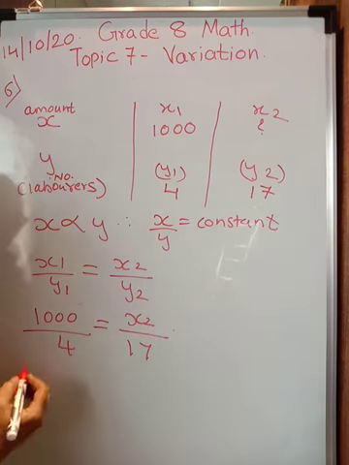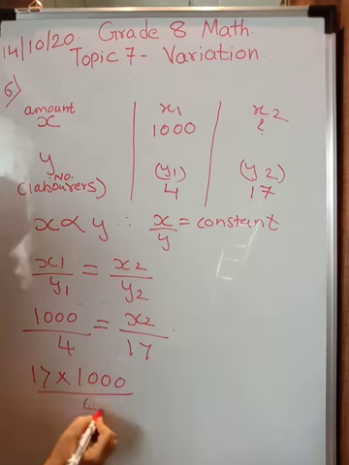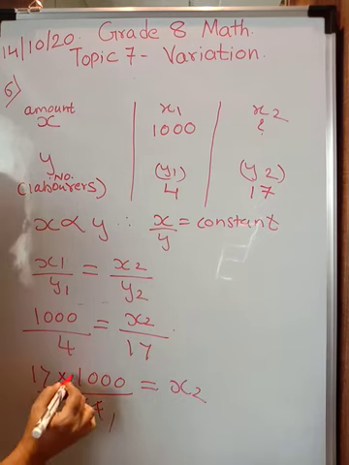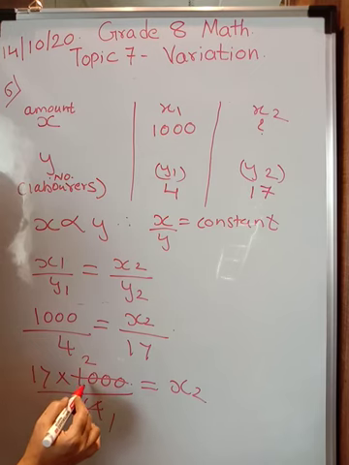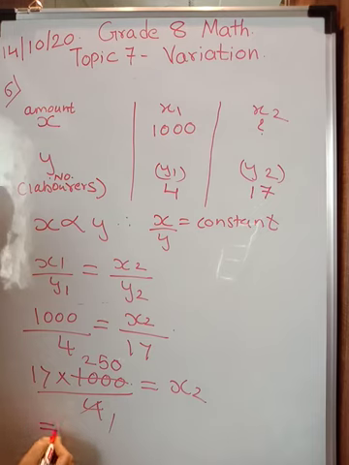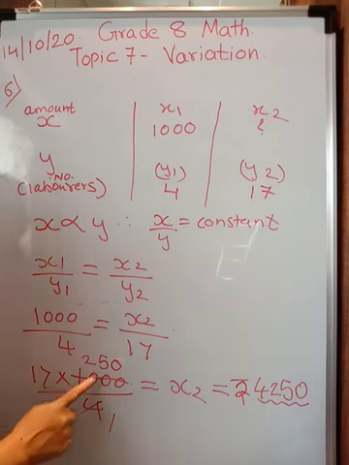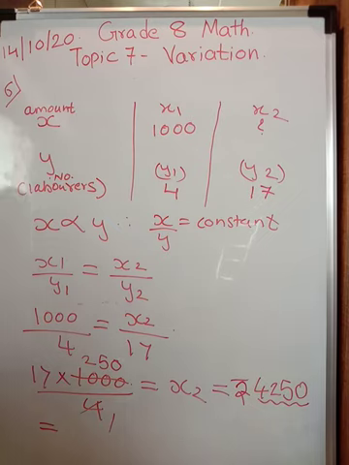Alright. So what you have? 17 into 1000 upon 4 is equal to x2. So 4 ones are 4, 4 twos are 8, 25 fours are 100, 250. So 250 into 17. Now if you carry out the multiplication of 250 into 17, you get 4250. Okay. So that's all for today, students. Thank you.